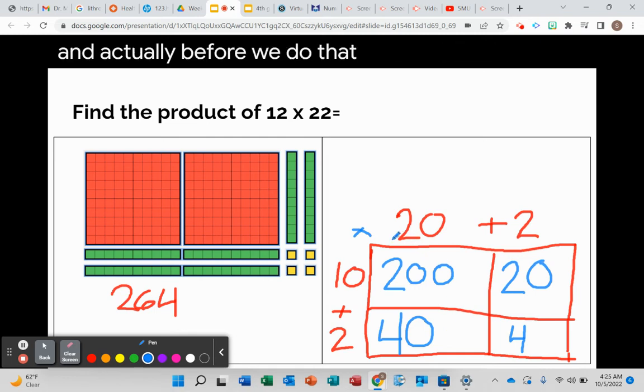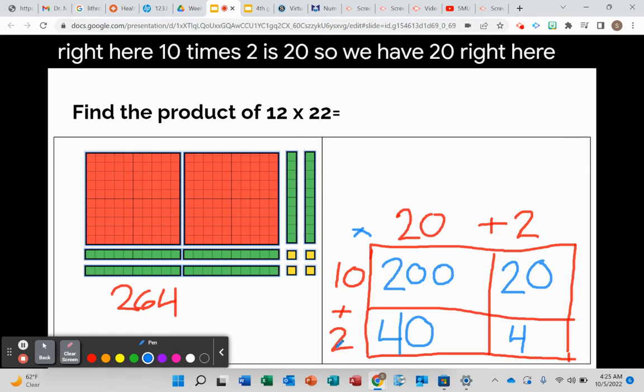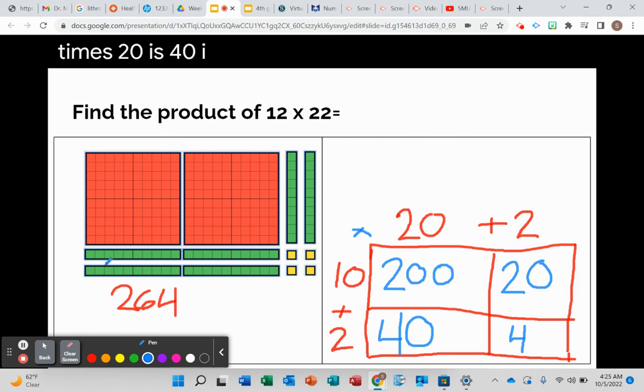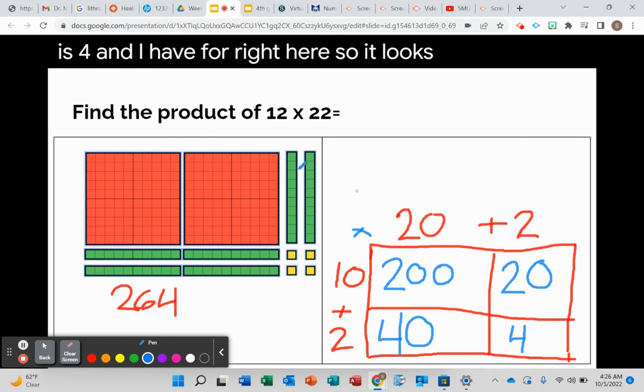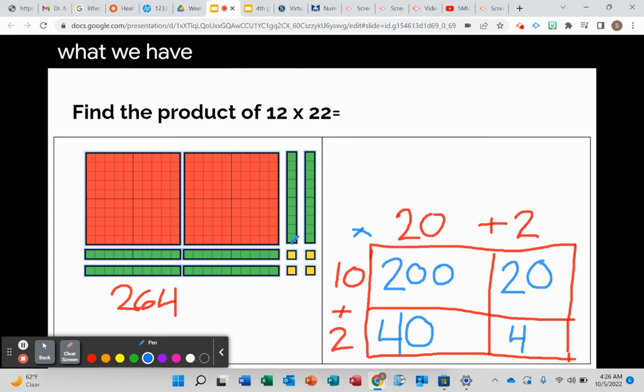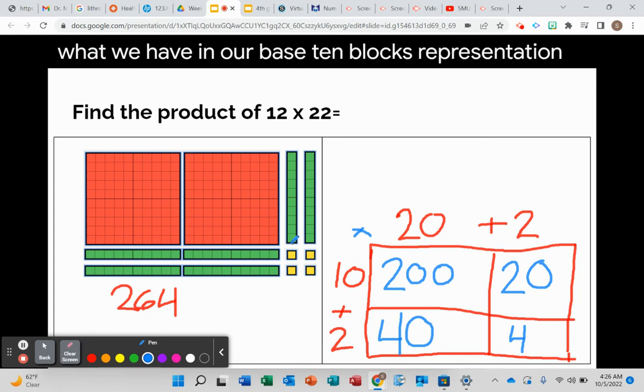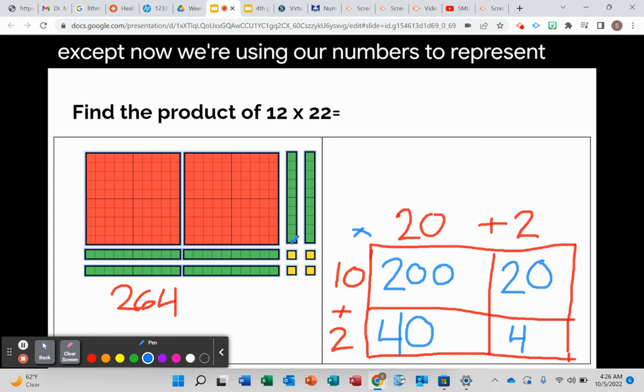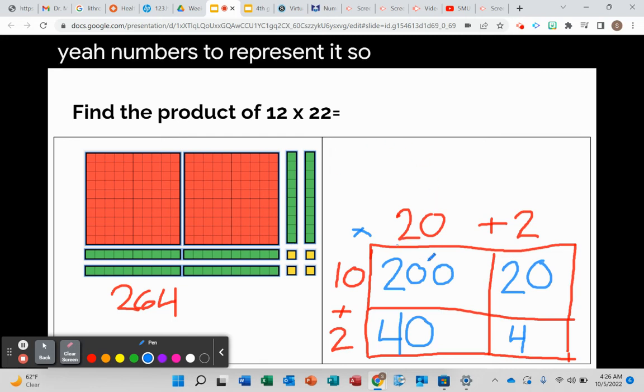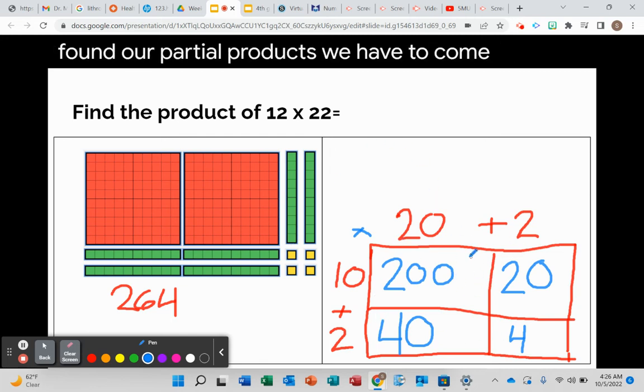Actually, before we do that, I want to take a moment to notice it looks really similar to what we have here, right? 10 times 20 is 200. We have 200 right here. 10 times 2 is 20, so we have 20 right here. 2 times 20 is 40. I have 40 right here. And then 2 times 2 is 4, and I have 4 right here. So it looks very similar to what we have in our base 10 blocks representation, except now we're using numbers to represent it. Now that we found our partial products, we have to combine them together.